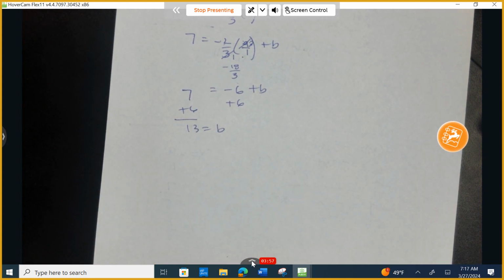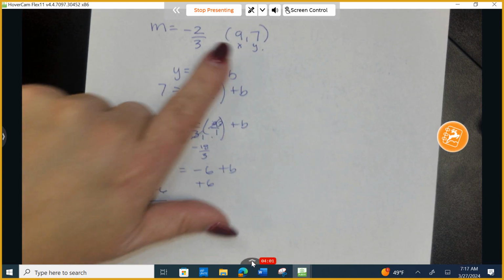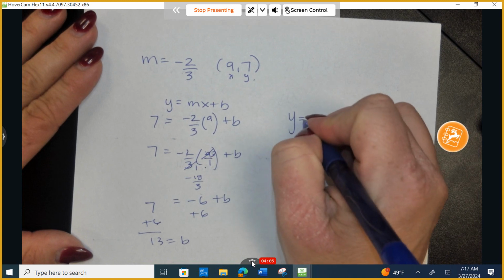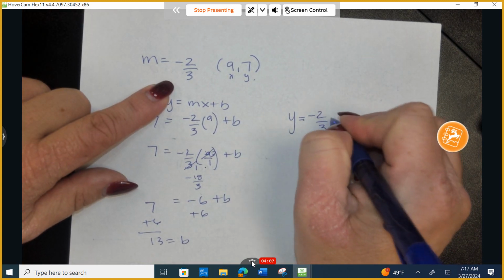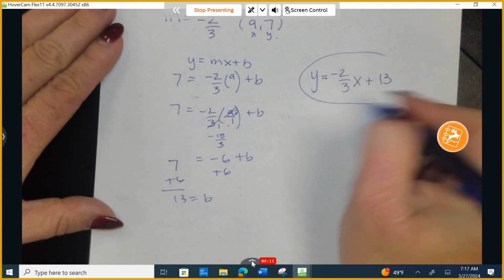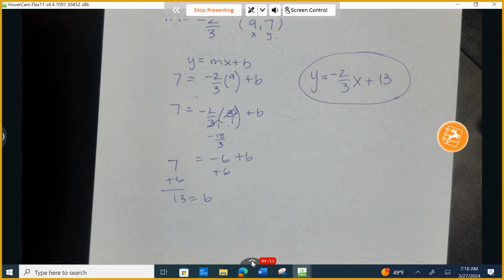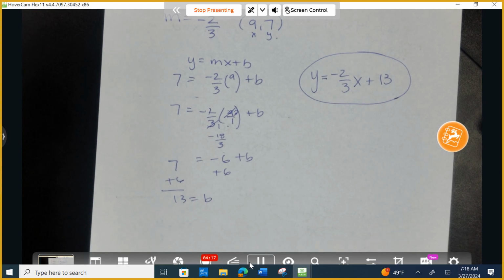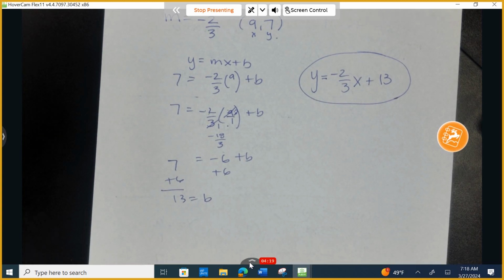My goal is to create an equation given this slope and this particular point. So y equals, we have a slope of negative 2/3 x, and we have a y-intercept of 13. This particular example is like questions 6 and 7 from your packet.